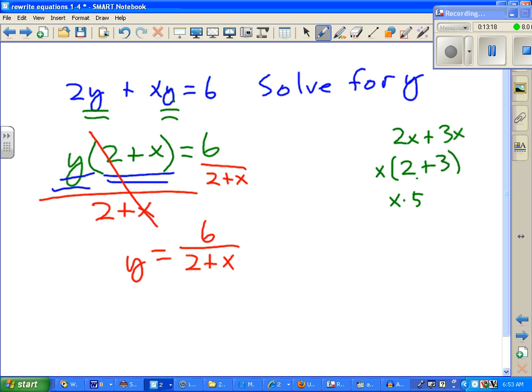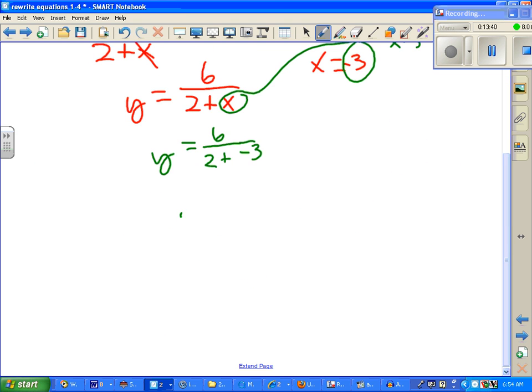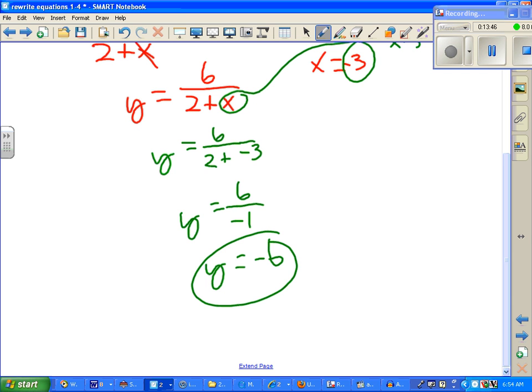Okay, and again, there's a second part here. They say once you get done, x equals negative 3. Go ahead and plug that in. Well, let's go ahead and plug that in. Y equals 6 over 2 plus negative 3. Y equals 6 over negative 1, so y equals negative 6. And we're done.